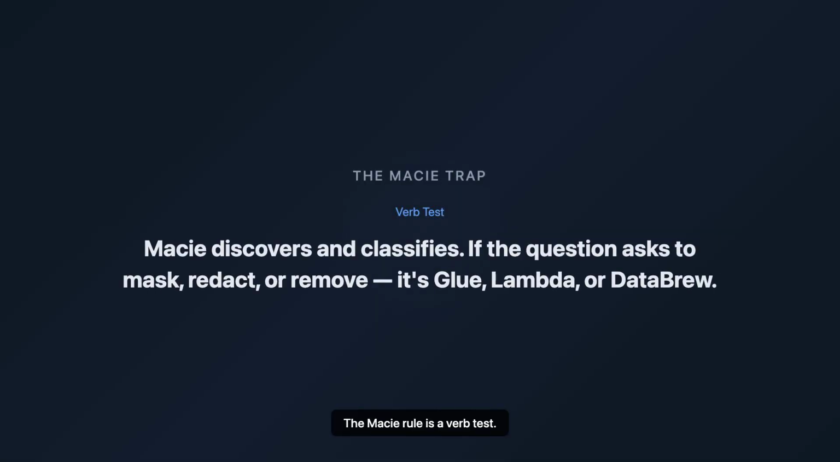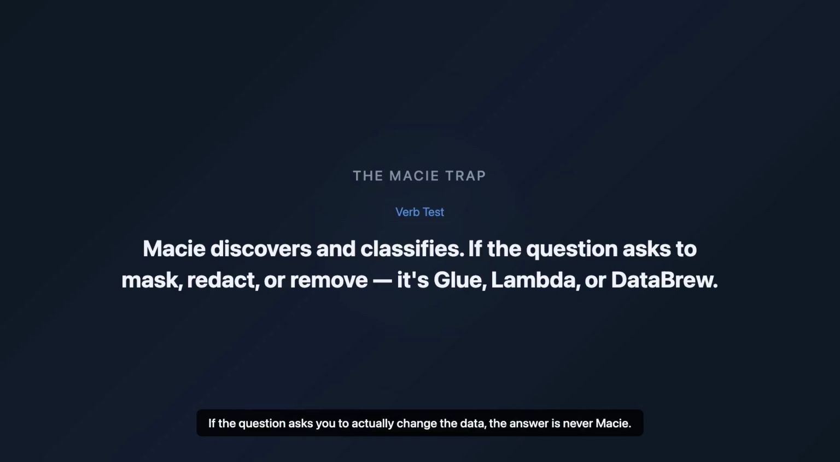The DEA-C rule is a verb test. Discover, classify, identify, that's DEA-C. Mask, redact, remove, transform, that's something else. Glue with the detect PII transform, a Lambda function, an S3 Object Lambda, or a DataBrew recipe. If the question asks you to actually change the data, the answer is never DEA-C.